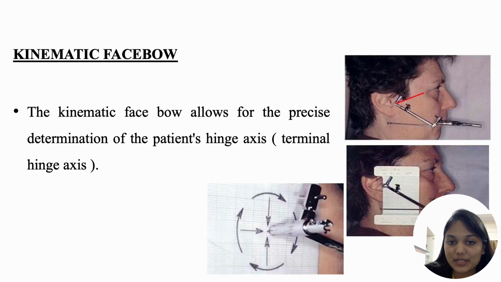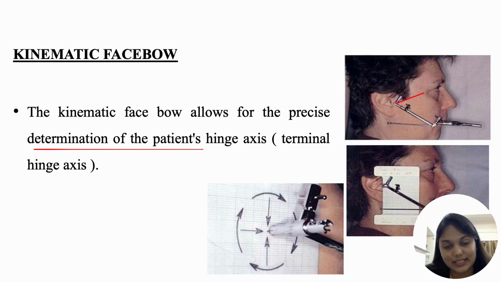Now we'll see the kinematic face bow. This kinematic face bow allows for the precise determination of the patient's hinge axis. Now what is a hinge axis? It is an imaginary line passing through the two mandibular condyles around which the mandible rotates without any translatory movement. So the kinematic face bow has a precise determination, not like an arbitrary face bow where they have a reference point. So we have seen the classifications, which are kinematic and arbitrary face bow.